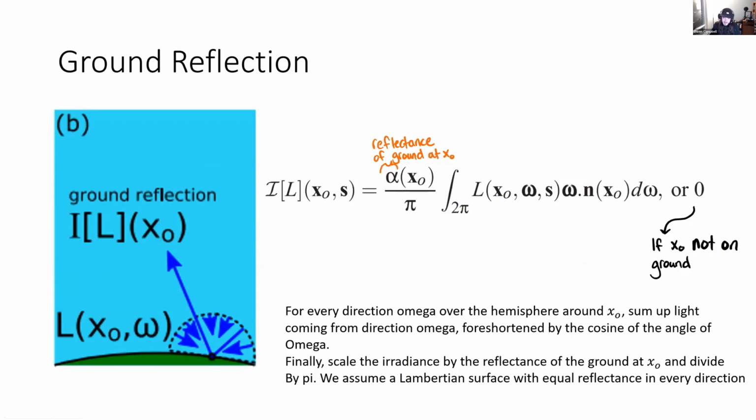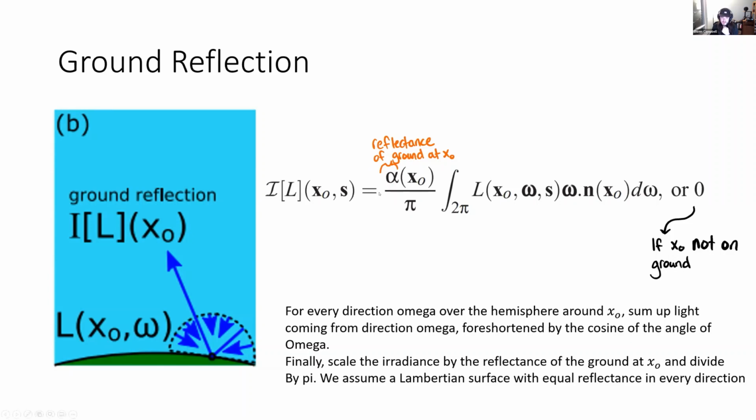So here's the more formal definition of that ground reflectance. This is how much light came into a point and then reflected away. The integral part here is really just over the hemisphere around the point. For every direction on that hemisphere, figure out how much light came in. The omega dot product normal here is just a cosine foreshortening. That's pretty standard in rendering.